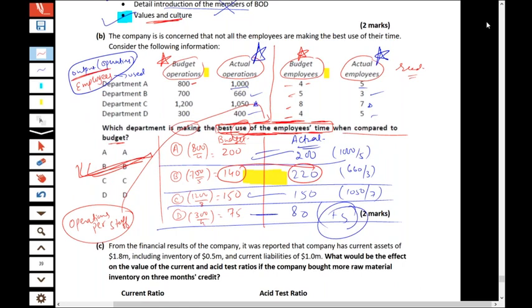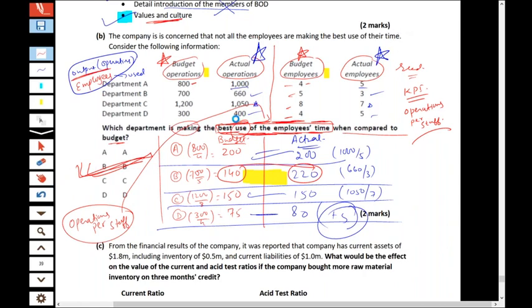You have to compare budget with the actual. And what is the KPI? The KPI is use of staff, that is operations per staff. Okay. So department B is performing very well.